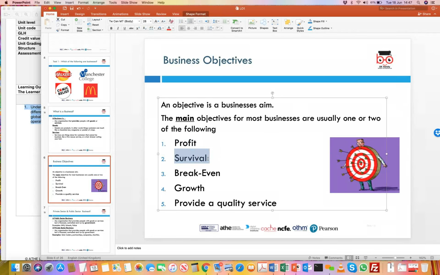Some businesses, when you start a company or a business, their objective could be that they want to survive. That means they're having a hard time. The sales are falling. Like in some countries, sales for McDonald's are falling. So they are trying to survive by innovating their food menu, coming out with new types of products, which are new offerings.